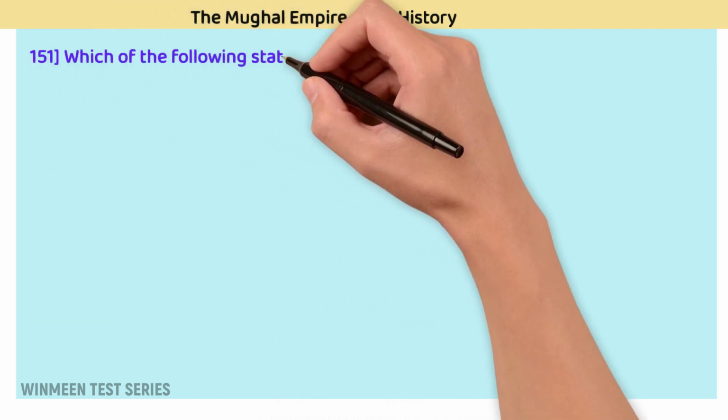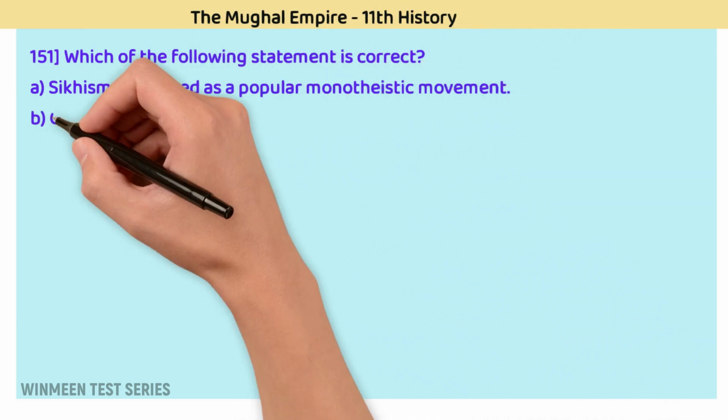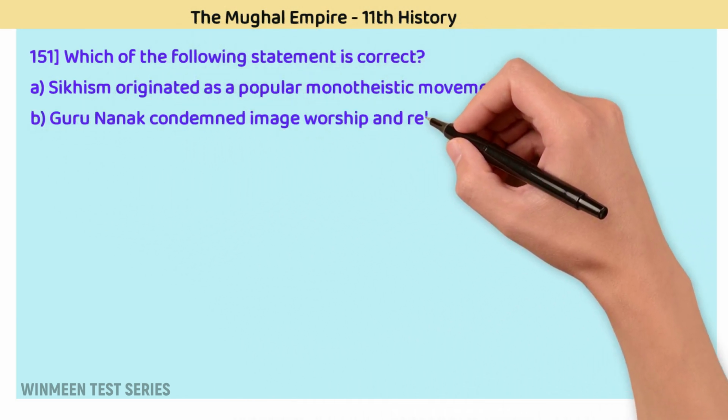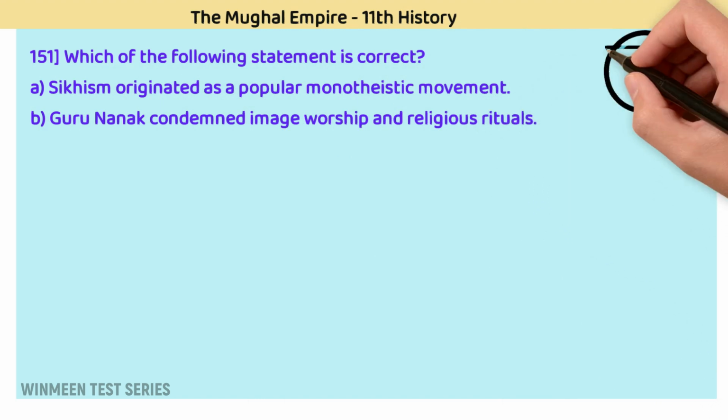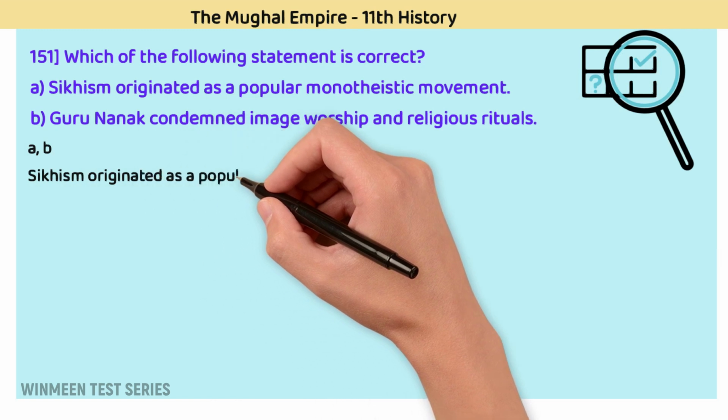Question number 151. Which of the following statement is correct? Sikhism originated as a popular monotheistic movement. Guru Nanak condemned image worship and religious rituals. The answer is both the statements are correct.